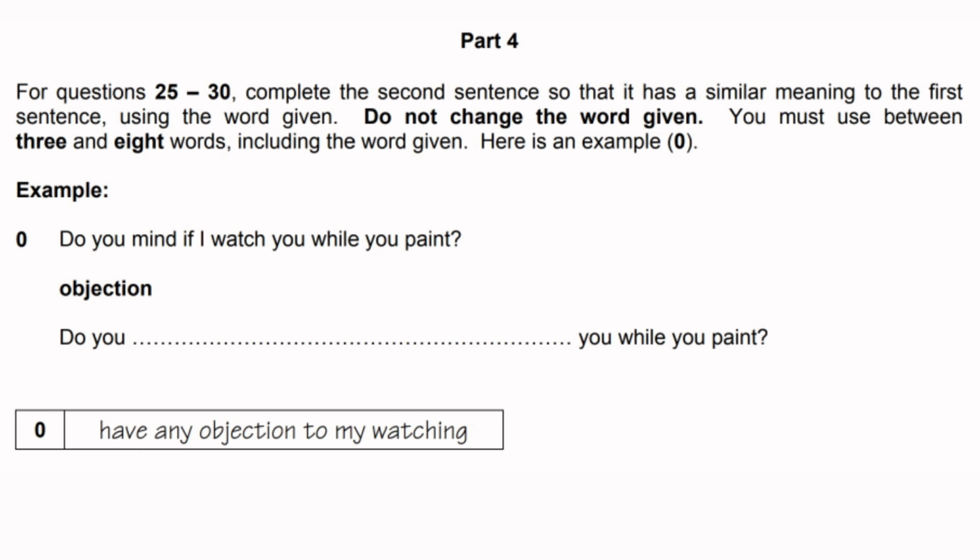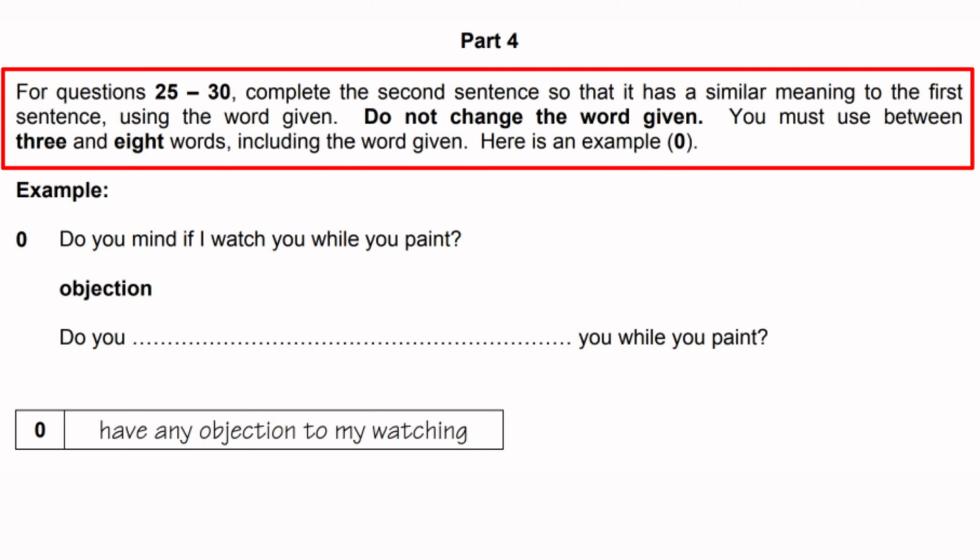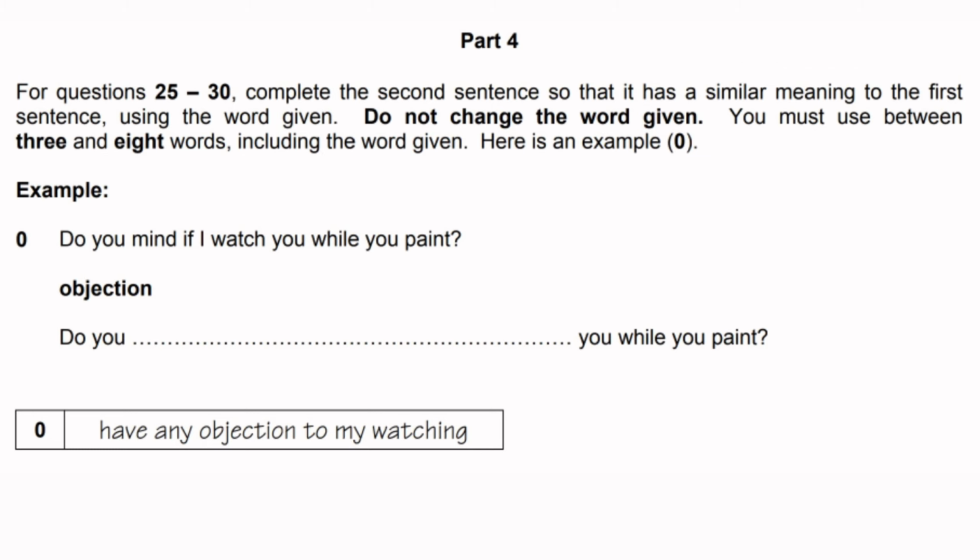But without further ado, let's have a look at the example first. So this is what part 4 looks like. It says for questions 25 to 30, complete the second sentence so that it has a similar meaning to the first sentence using the word given. Do not change the word given. Very important. It has to maintain the same form. You must use between 3 and 8 words, including the word given. That means a maximum of 8, a minimum of 3 with the word given.